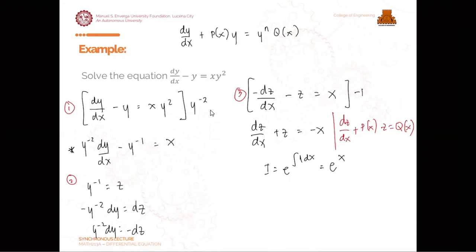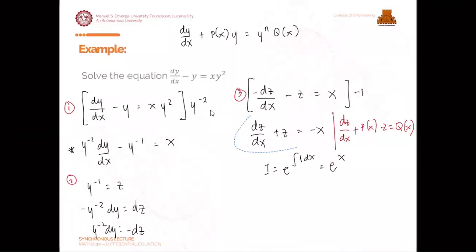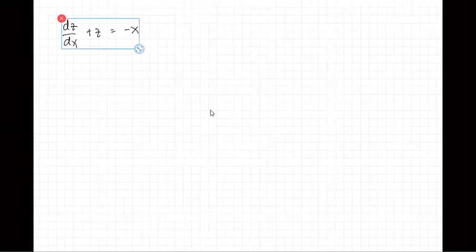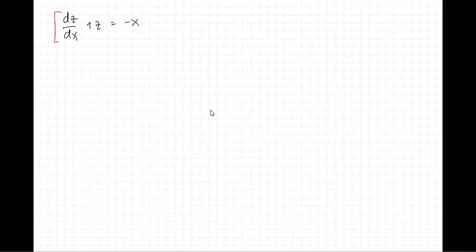So kailangan multiply natin ng e raised to x yung linear form natin. So multiply natin dito sa form na to. Okay? So number 4, apply na natin yung solution sa linear form. Multiply natin yung e raised to x tsaka dx para ma-distribute na. So we have e to the x dz plus e to the x z dx is equals to negative x e to the x dx.